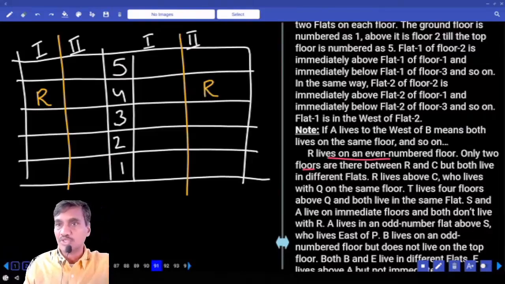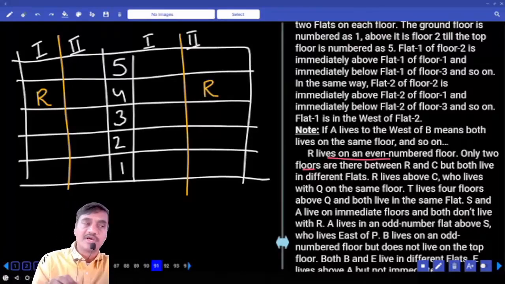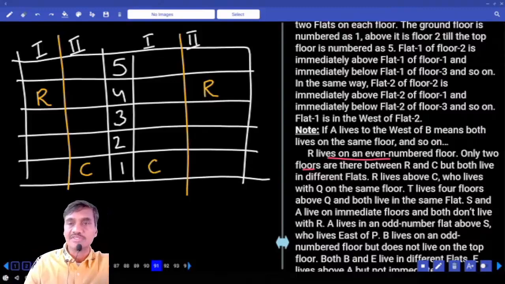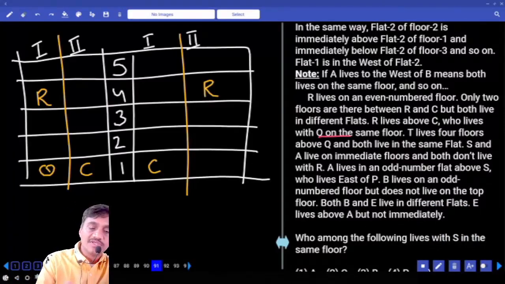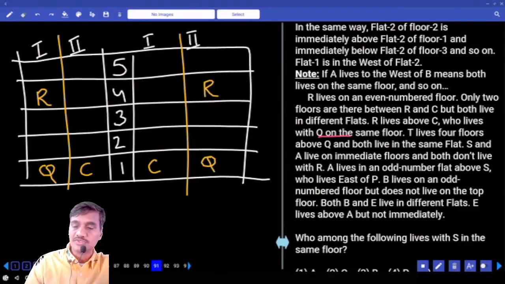Now 2 possibilities. Now 2 floors are there in between R and C, hence C must be on the first floor. And these 2 are living on 2 different flats, and C is here, and in the second case C is in the first flat. Done with this? And R and C were done, and both live in different flats. R lives above C. C lives with Q on the same floor. C and Q are together.